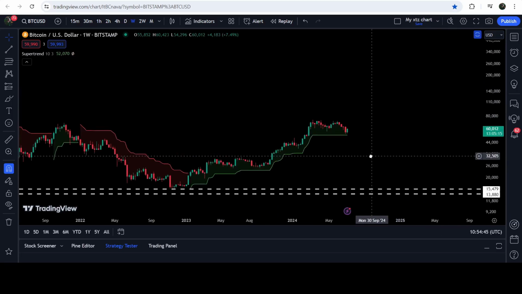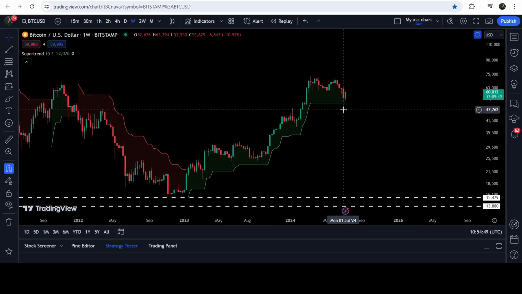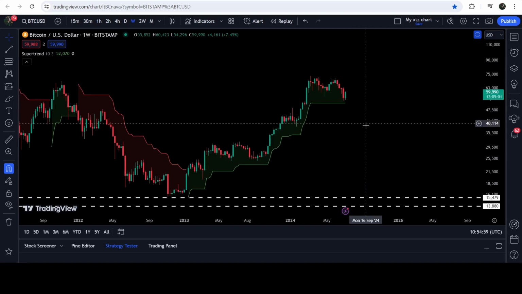And just like that, you can see that this time it is about to hit the support or green line of the super trend. If it is broken down, then we can go into a very long-term bearish trend. At the same time, you can see that stochastic has just touched the oversold zone and turned bullish, and in today's video we will analyze this move.